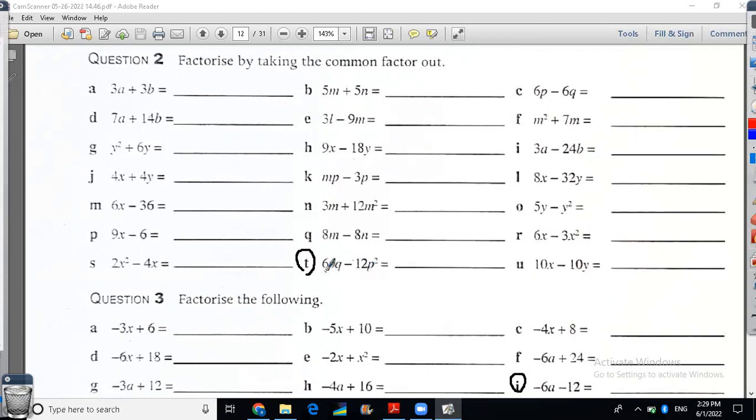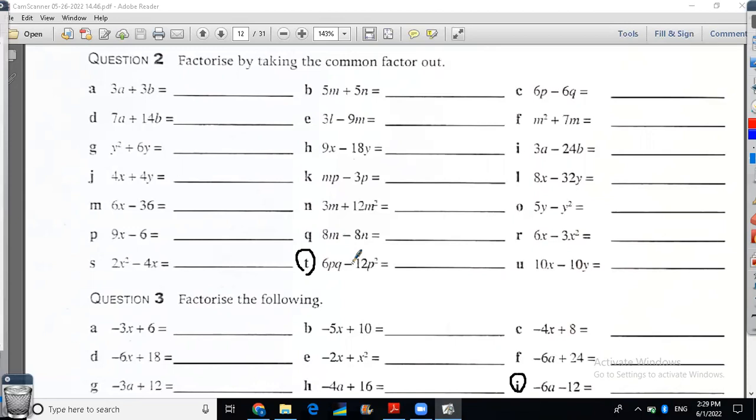Okay, no problem. We're going to look at that. Numbers. What is the common number? The highest common factor between 6 and 12. What's the highest number that I can divide both 6 and 12 by? Someone might say, I can divide them by 2, mister. Yes, but is this the highest number that you can divide both of them by? No.